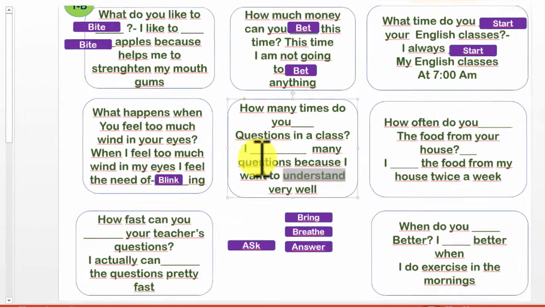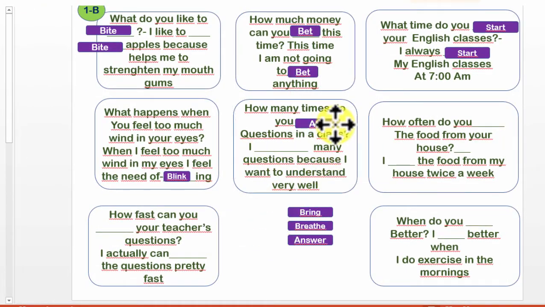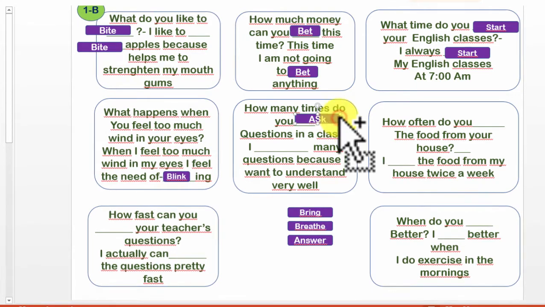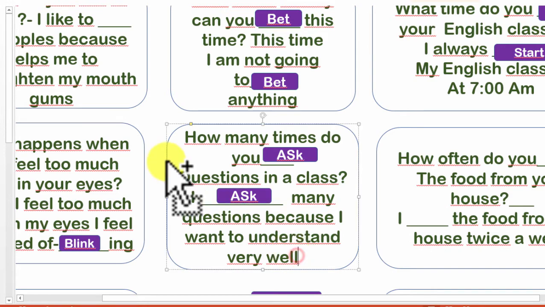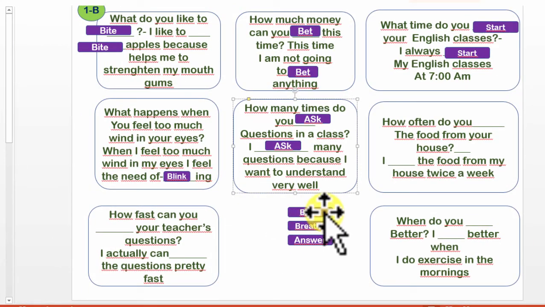Understand. Muy bien. ¿Qué es preguntar? How many times do you ask questions? Es cuántas veces tú haces preguntas. How many times do you ask questions in a class? I ask many questions. Pregunto muchas preguntas because I want to understand very well. Porque quiero entender muy bien.